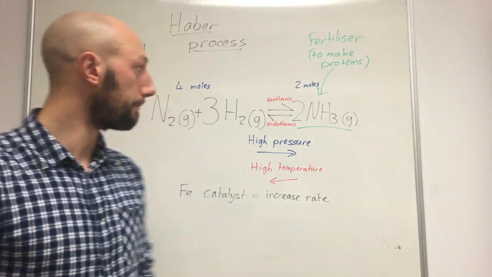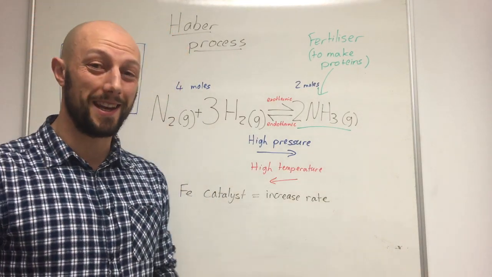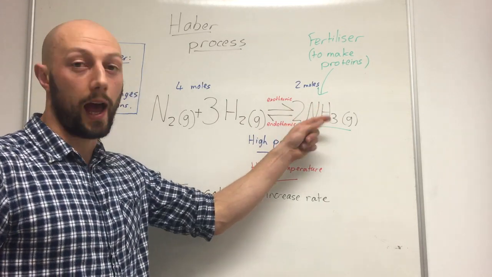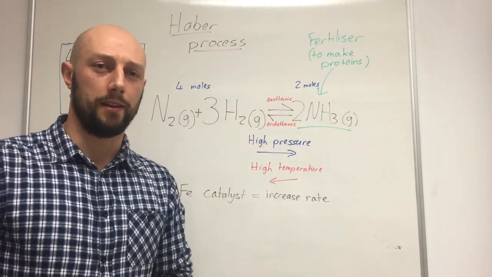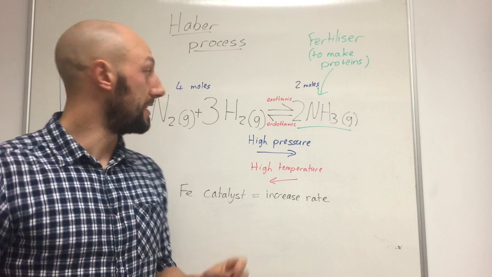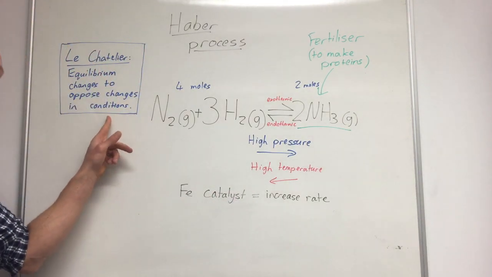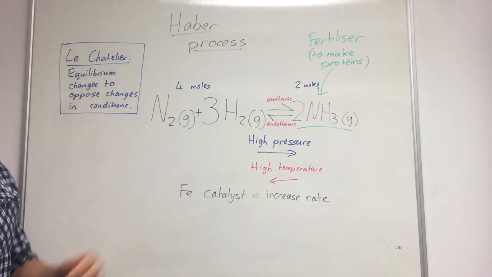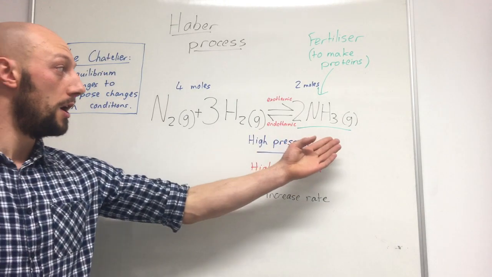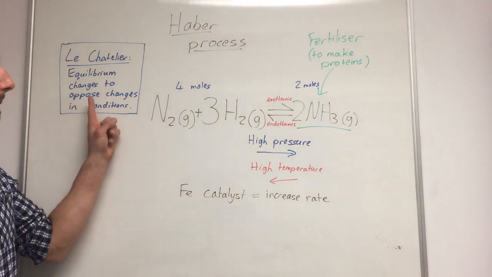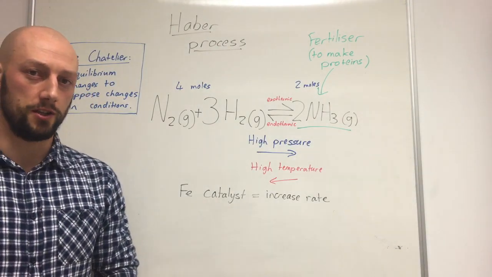will go hungry. The Haber process exists in a chemical equilibrium, which means the forward reaction and the backward reaction are happening at the same time. We are going to consider now Le Chatelier's principle. Le Chatelier's principle tells us that the position of this equilibrium, so the amount of products and reactants at any given time, will change to oppose any change in reaction conditions.